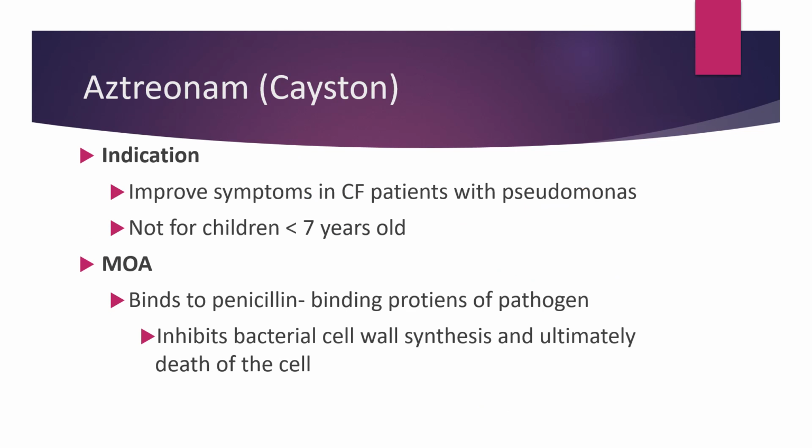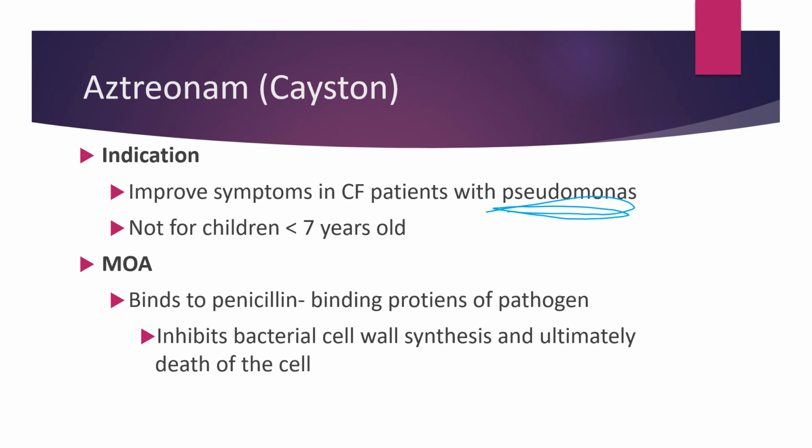Casein, I've nebulized this drug before. The big indication here is to improve symptoms in cystic fibrosis patients with Pseudomonas. Right? Once again, Pseudomonas rears its head primarily for cystic fibrosis patients. It's not for children that are smaller, but the big mode of action is it will bind to penicillin-binding proteins of the pathogen, which then inhibits the bacterial cell wall synthesis and ultimately will kill the cell.